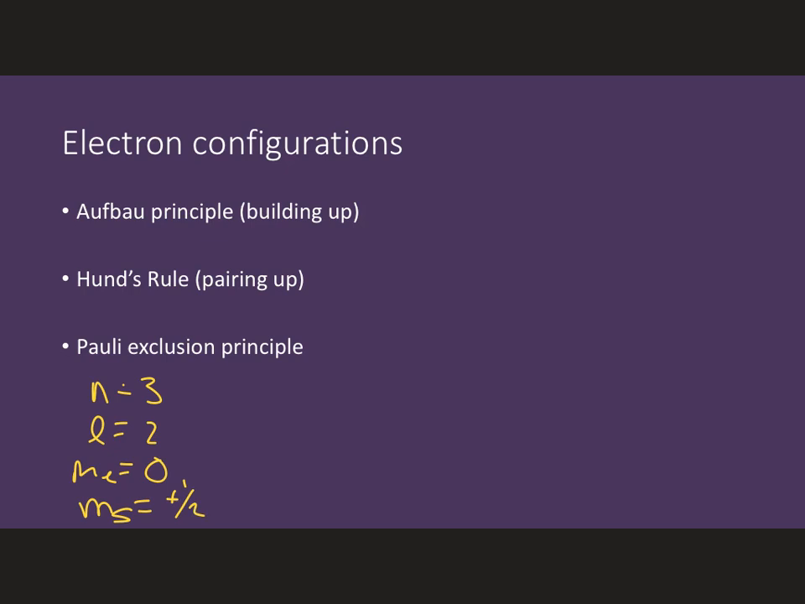Now, what Pauli said here is that when we're dealing with electrons, only one electron can have those 4 quantum numbers. You will not be able within an atom to find a second electron that has those same 4 quantum numbers. One of them always has to be different. So that's what Pauli exclusion says, that all 4 quantum numbers for an electron must be unique.